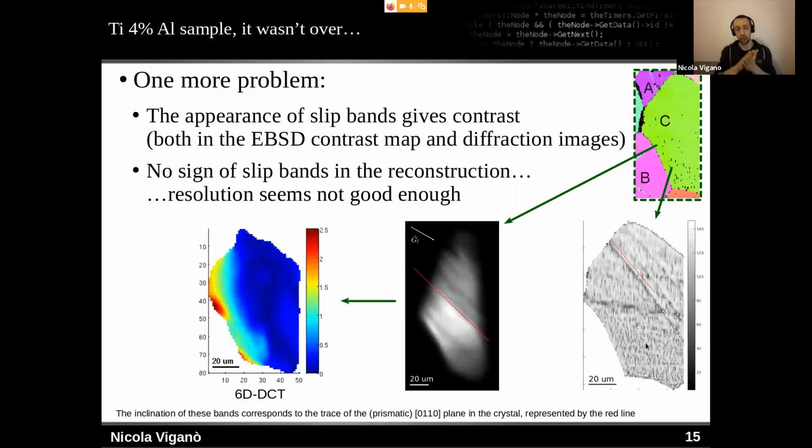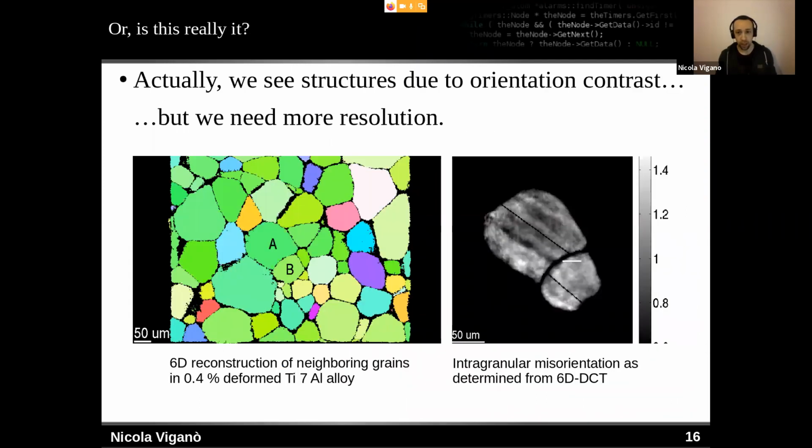And also, in this data set, we noticed the presence of slip bands. We could see that from the diffraction images and also from the EBSD. But there was no sign of that in the reconstruction. So probably the resolution was not good enough. More recently, I was just sent this by Wolfgang yesterday. More recently, actually, we have seen some orientation contrast due to what looks like slip bands. But again, having better spatial resolution would not damage us at all.